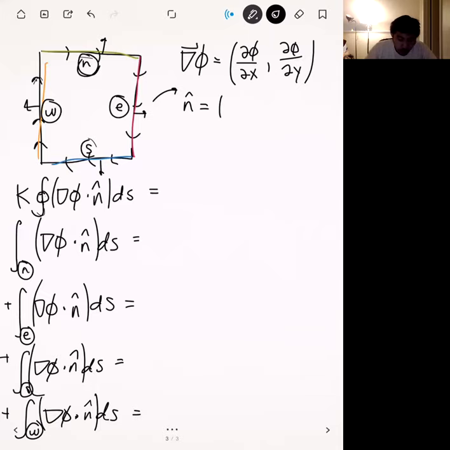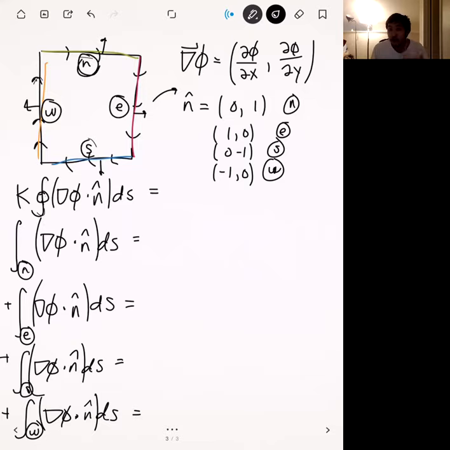For example, for the north face here, we have a vector going straight up, so that's going to be 0, 1 for the north face. For the east face, we have the arrow pointing to the right, so that's the vector 1, 0. For the south face, that's going completely down, so it can be 0, -1 for the south face. And for the west face, it's pointing to the left, and so we have -1, 0. The goal for each of these faces is to take our gradient of phi and dot product it with the normal vector.